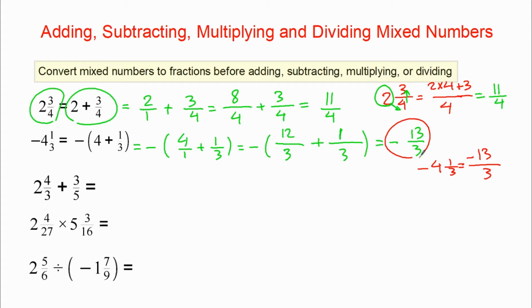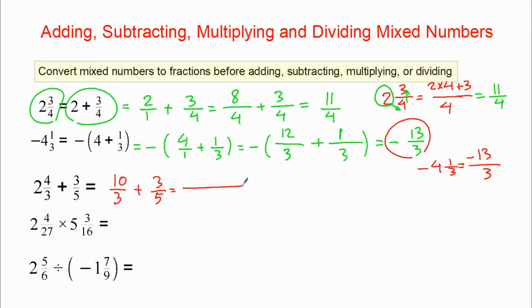So the rest of the examples in here are the same. We only need to convert them to fractions and do the rest as fractions. So if we convert the first one, 2 and 4 over 3, that would be 2 and 4 over 3. This could even be 3 and 1 over 3, but as it is, 2 times 3 is 6 plus 4 is 10. So 10 over 3 plus 3 over 5.